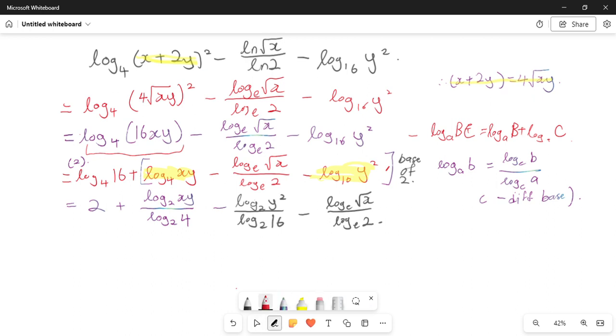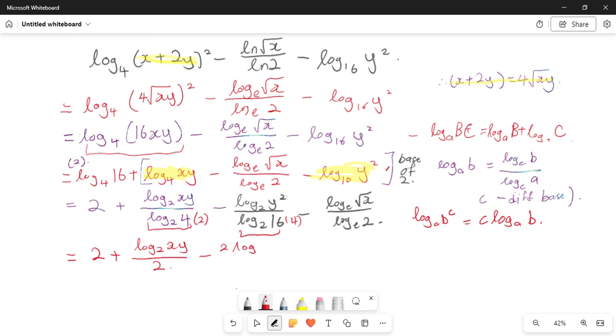So from here I can simplify. This part is equal to 2, this part is equal to 4. So this one I can move it down because there's a formula, log A to the power B equals B log A. So 2 plus log 2xy over 2 minus 2 log 2y over 4 minus log e root x over log e 2.